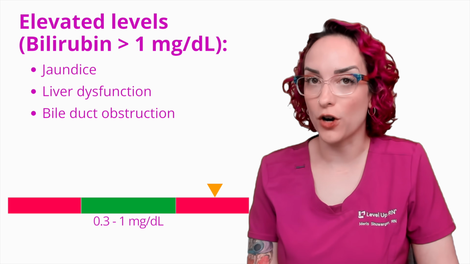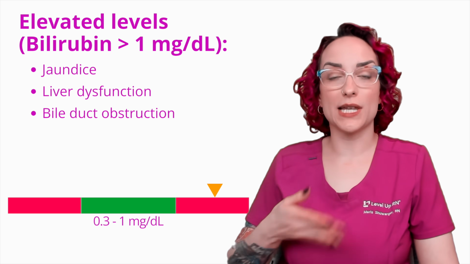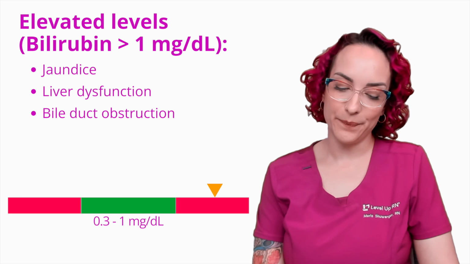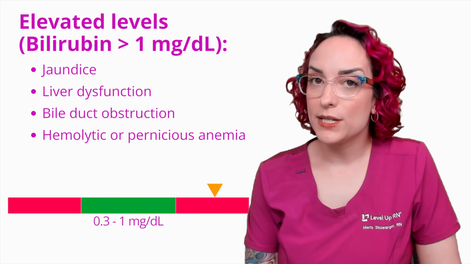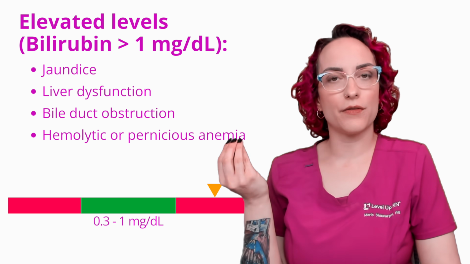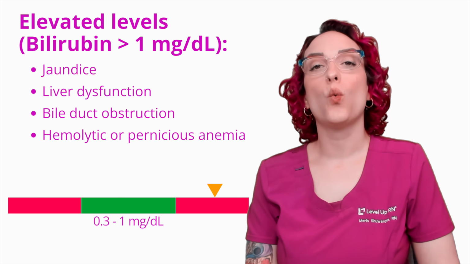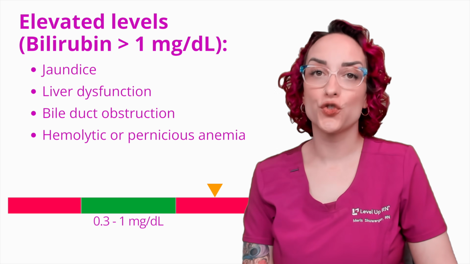Bile duct obstruction. Again, if I can't get the bile out, then I'm not able to use that bilirubin normally and appropriately. Hemolytic or pernicious anemia. Doesn't make sense, right? You're thinking, what does that have to do with anything? Again, remember that bilirubin is also produced when red blood cells are destroyed.